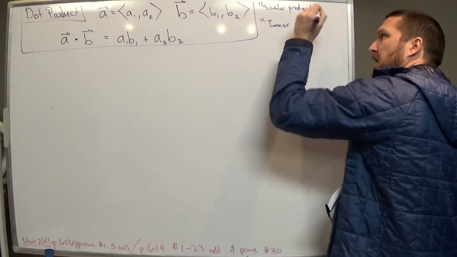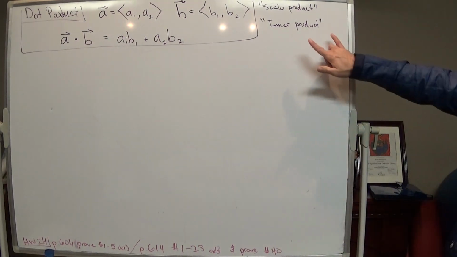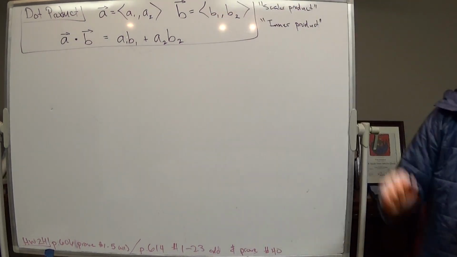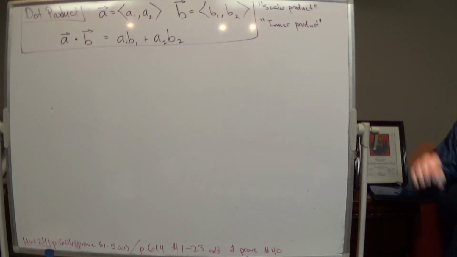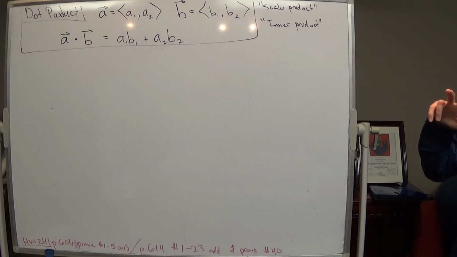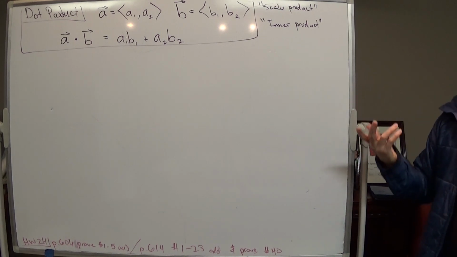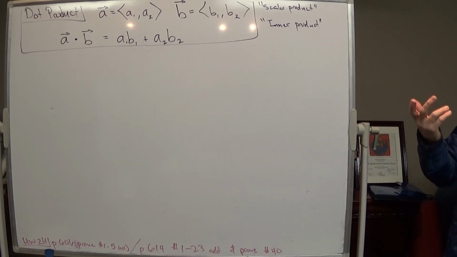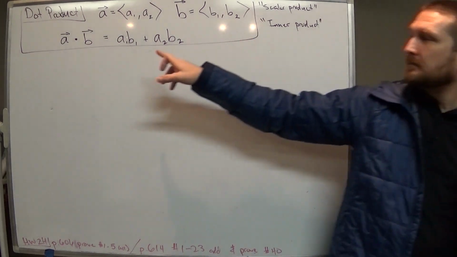Now, the thing is, there are lots of different types of inner products. This is one type of inner product. The dot product is a specific kind of inner product. And I said that there are inner products and there are also outer products, which you will not talk about for a long time. But notice something.